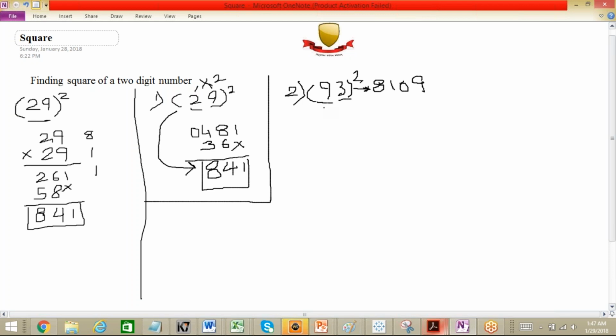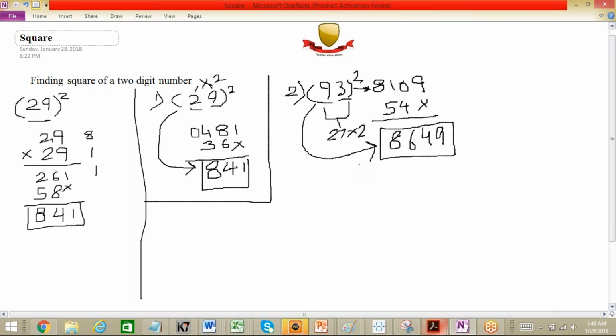Then I have to get the product of these two digits, that is 9 times 3 is 27. Then I have to multiply this 27 by 2, so what will be the result? It will be 54. Just as we do in multiplication, put a cross over here and write 54, and then sum it. That is 9, 4, 6, 8. So the square of 93 is 8649.